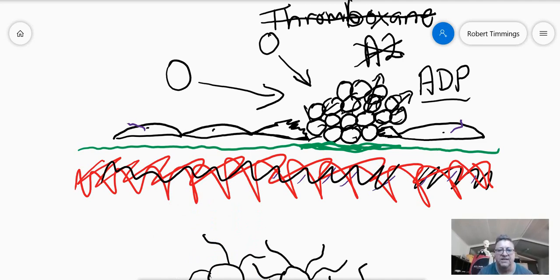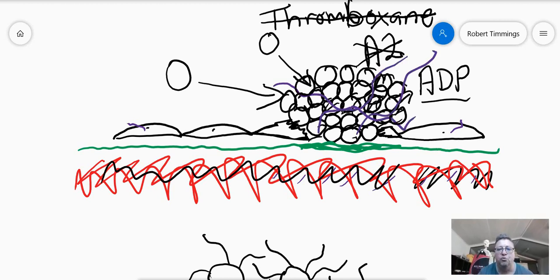Platelets also secrete substances that stimulate the coagulation process. And that coagulation process is one that's going to cause fibrin to form. And this fibrin is this little stringy strand of protein that forms out of the liquid plasma. That process is called coagulation, and that's going to be our next video.